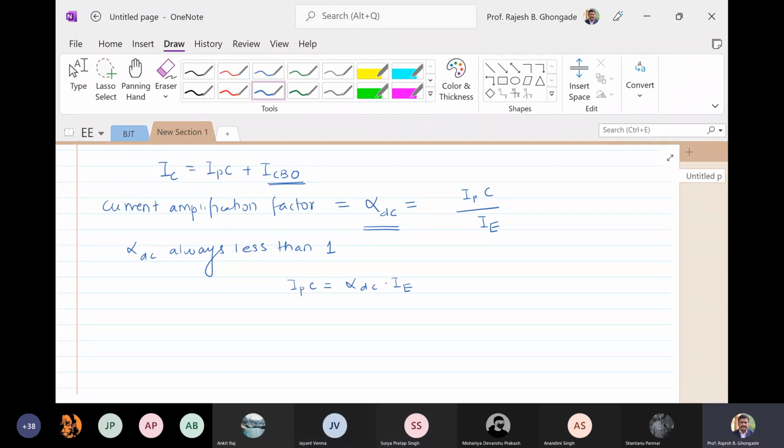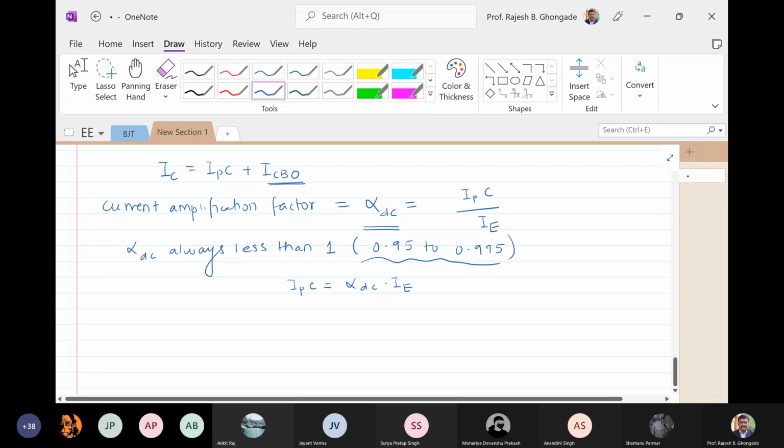Okay. So I have introduced this current amplification factor. Now typically this value will be somewhere between 0.95 to even 0.995. ये उसका टिपिकल रेंज होता है. ठीक है? Yes, sir. Alright.